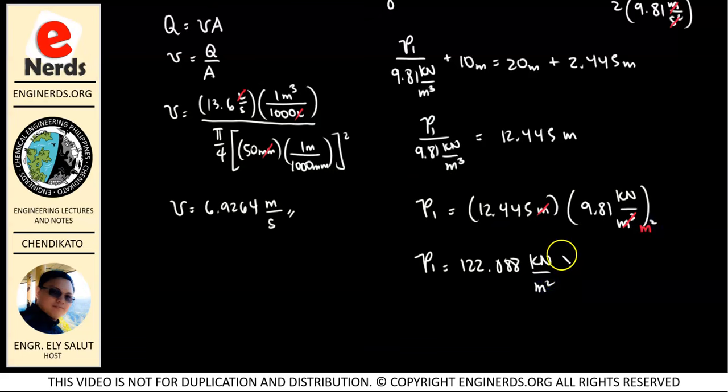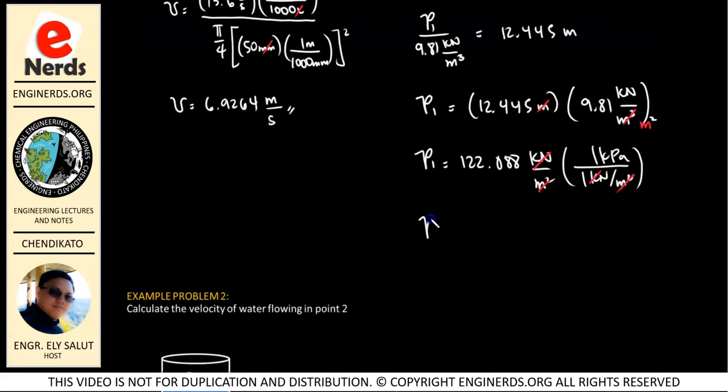1 kilonewton per square meter is equal to 1 kilopascal. So our unit here, kilonewton per square meter, will be converted. Our answer here, the pressure at our point 1, is equal to 122.088 kilopascal. So we have now our final answer here.